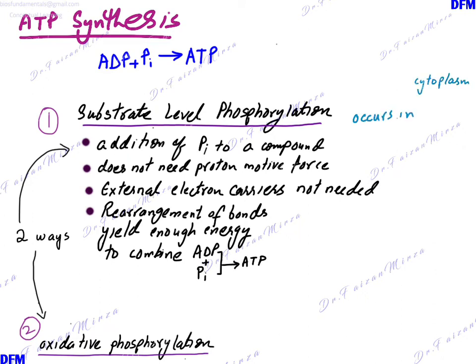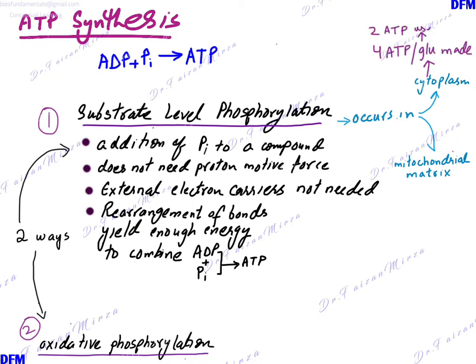Substrate level phosphorylation occurs in the cytoplasm of a cell as well as inside the mitochondrial matrix. In the cytoplasm, for one glucose molecule, 4 ATPs can be produced. 2 ATPs are used up, so there is a net gain of 2 ATPs. This reaction in the cytoplasm can occur in aerobic as well as anaerobic conditions, so it goes on in the absence of oxygen as well as in the presence of oxygen.